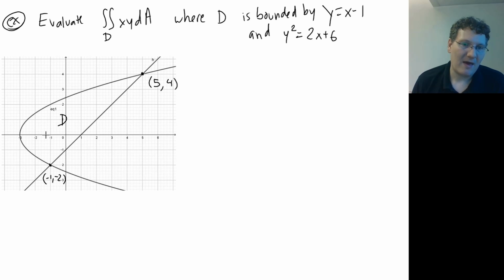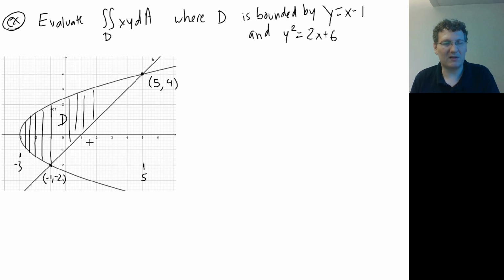And so if you observe, if we were to do the same thing we were doing before, where we had x going from -3 up to 5, we'd have the lower function actually changing halfway through.